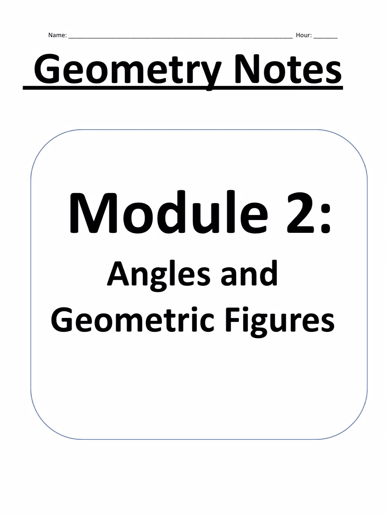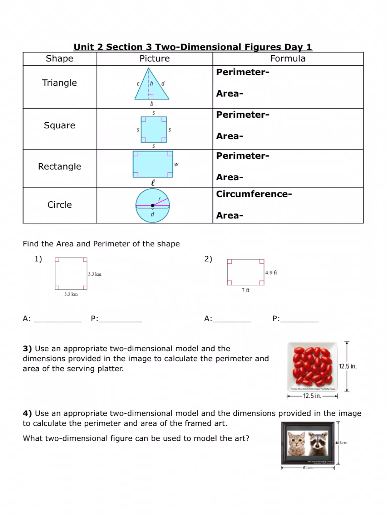Alright, today we are going to be solving perimeter and area of several different two-dimensional figures. First we're going to look at the formulas for perimeter and area for triangles, squares, rectangles, and circles, and then we're going to apply those. So here we go. Perimeter for a triangle, we're going to do B plus C plus D. So basically you just add up all three sides.